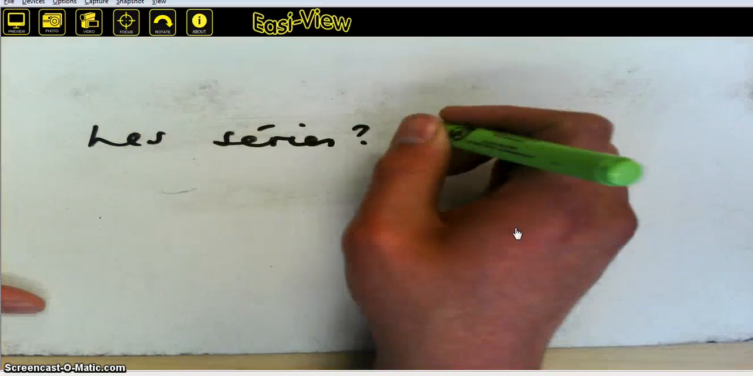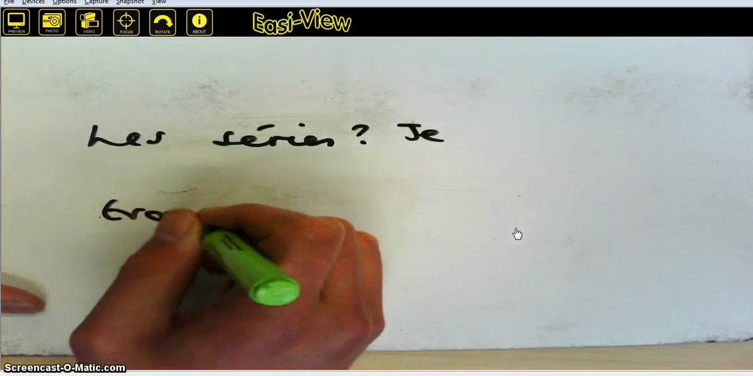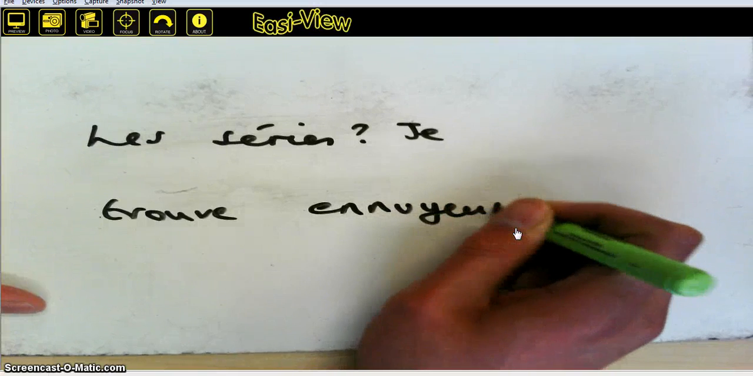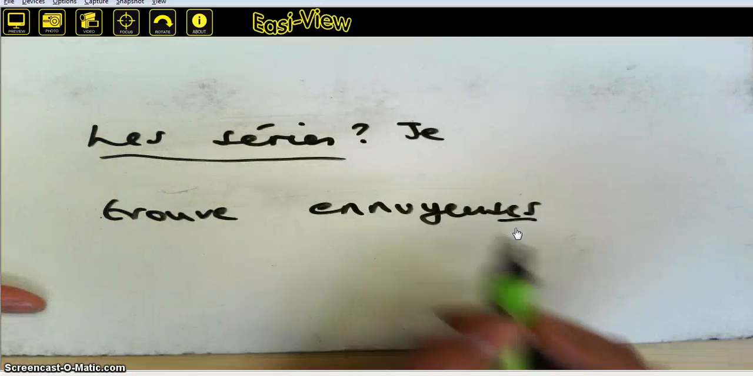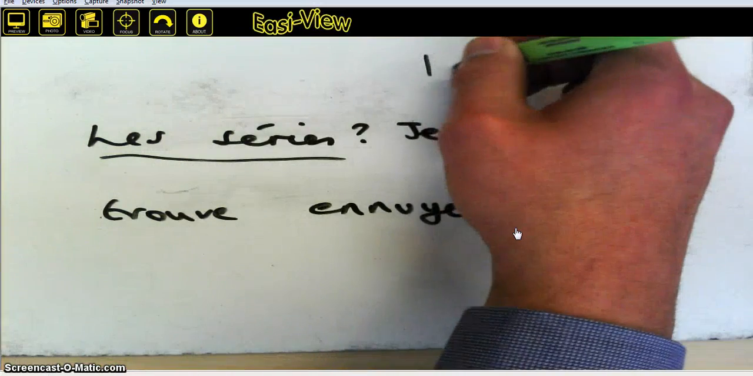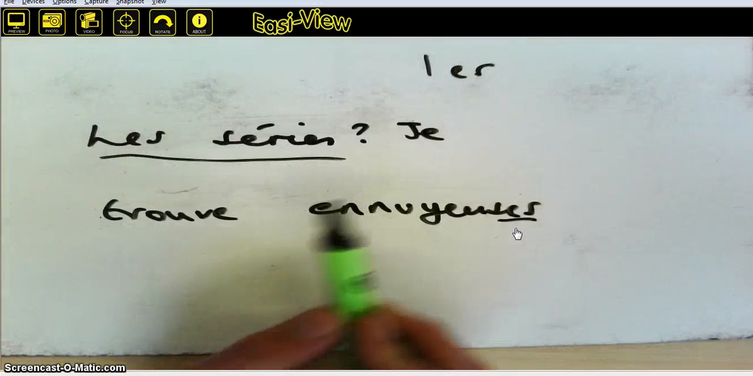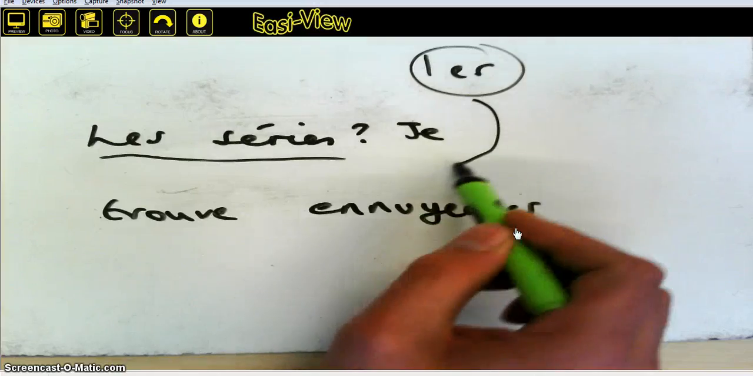Question mark. Then we've got je trouve ennuyeux. And this is feminine plural merely because this word here is feminine plural. And then we know that we've then got to try and find a space for the word les. You remember that where we put it in French is actually in between the pronoun and the verb, so not after it. So les is just going to drop in here.